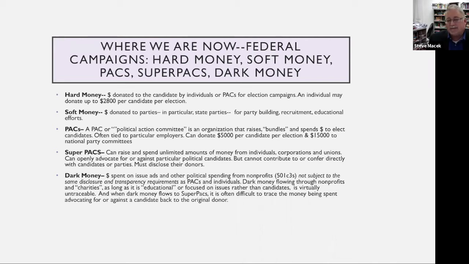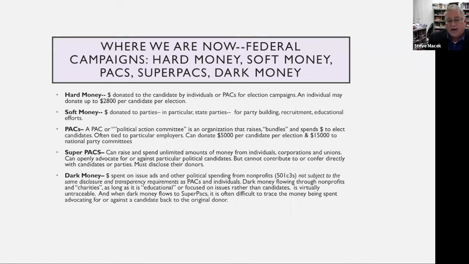Dark money is money that's spent on issue ads and other political spending by nonprofits, 501c3s, which are not subject to the same disclosure and transparency requirements as PACs and individuals, because their primary purpose is not electioneering, is not politics. If they spend 51% of their money on propaganda or educational purposes, then they don't have to disclose the money that they're spending on political activities.